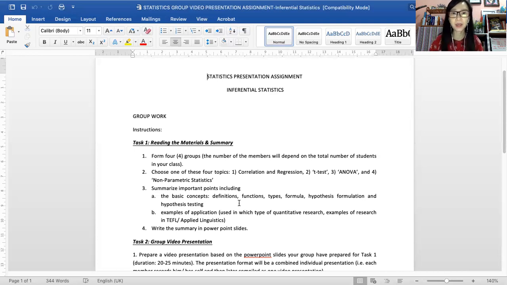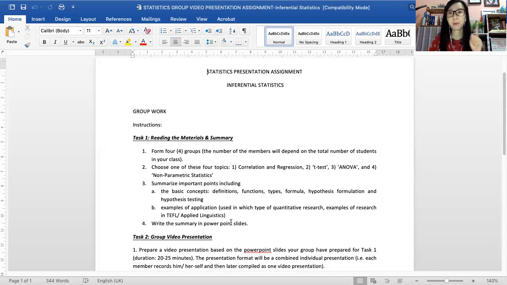And then the examples of application used in which type of quantitative research. For example, for the t-test, in which type of quantitative research do we use it? And then the examples of research in TEFL or applied linguistics. You might go to some databases or some journals to check examples of research which use these inferential statistical procedures. And then write the summary in PowerPoint slides.